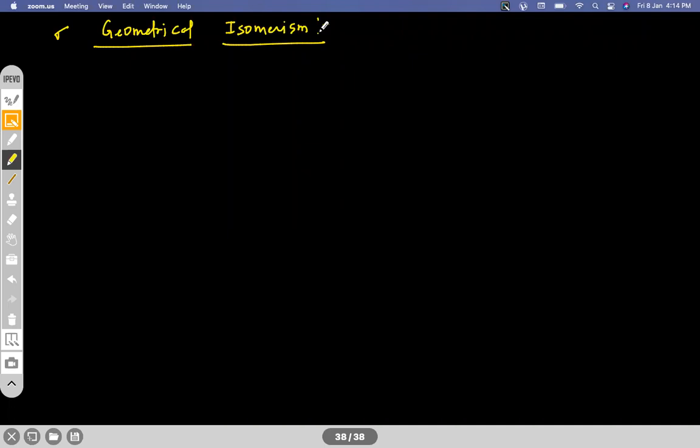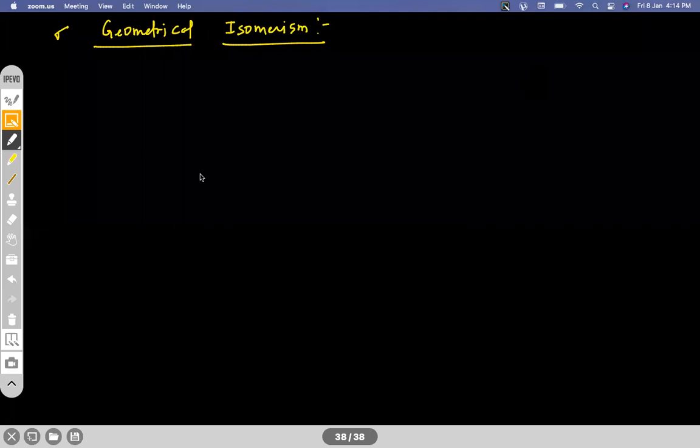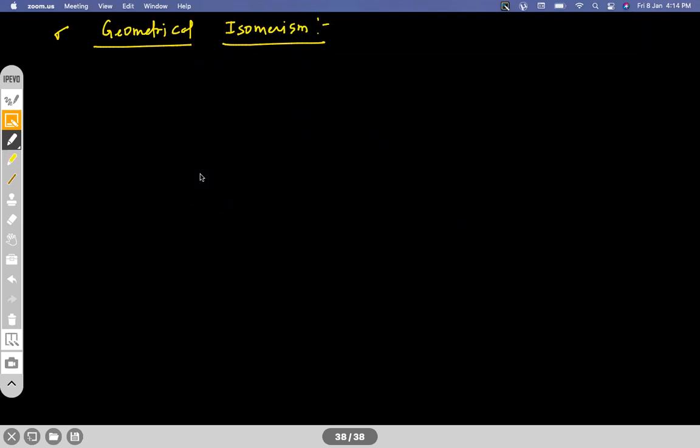See, for isomerism, the concept is only this: same molecular formula and different properties. Whether it is geometrical, optical, or any other kind of isomerism, the molecular formula must be the same. Now you see this example. We'll take one example and then we'll discuss the other things. We'll do everything in this chapter: optical, geometrical, conformational. We are starting today with geometrical. Is it fine with all of you? Once we finish all this, we'll do structural isomerism as well. Correct?